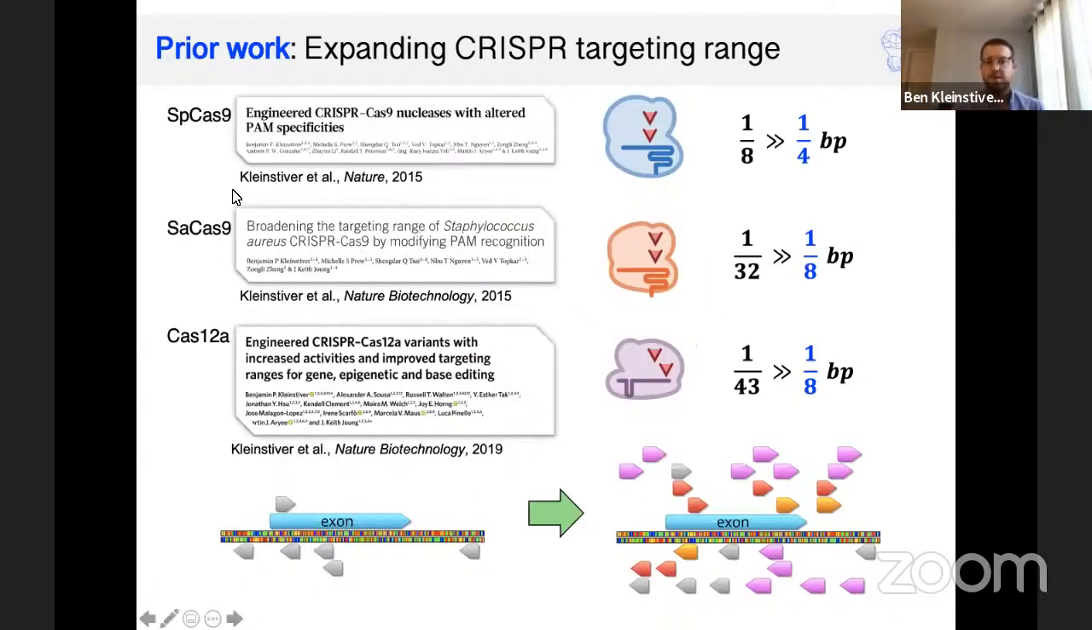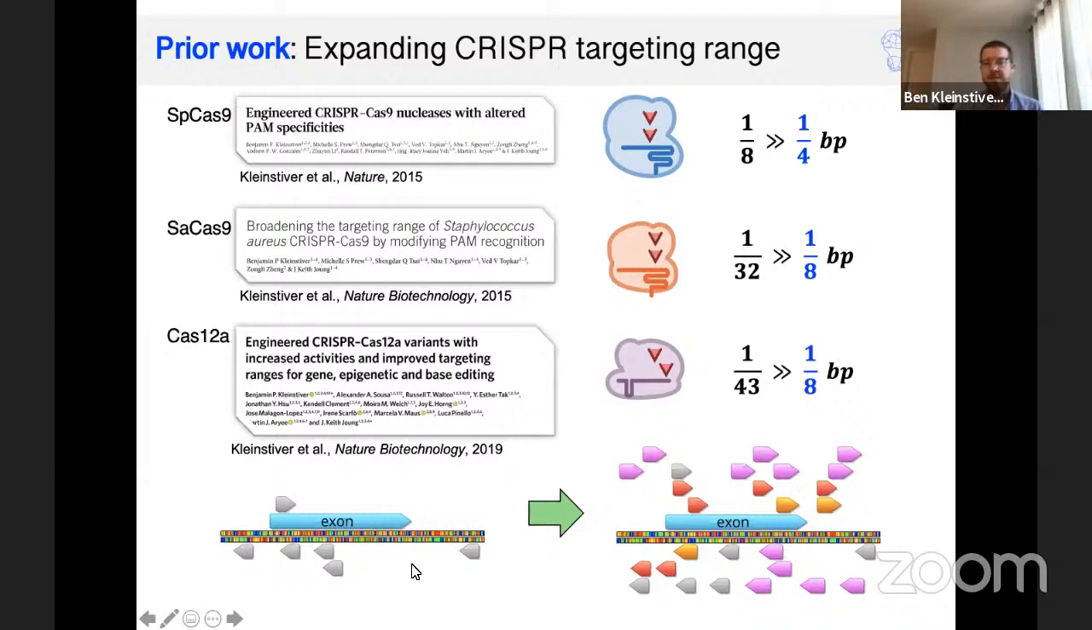In follow-up work, we described a version of the smaller SaCas9 that had roughly 3 to 4 times improved targeting range. This is a smaller ortholog that has advantages for delivery in viral vectors, but has a longer PAM motif. We were able to relax that motif slightly to enable it to target more sequences. And with the Cas12 proteins that recognize these extended T-rich PAM motifs, we published a paper last year showing that we could improve its targeting range by about 5 to 6-fold through protein engineering.